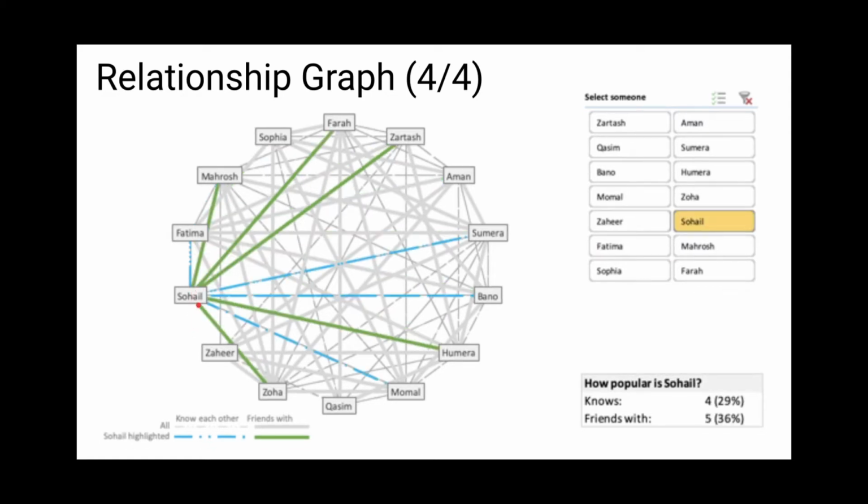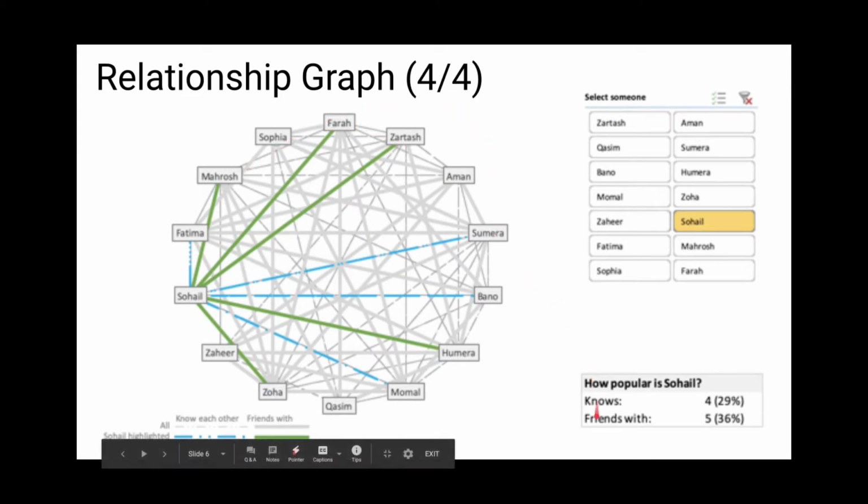In the next slide, we see Suhail's relationships with other people, and we can see that Suhail is friends with 5 people and Suhail knows 4 people. This is a very interactive graph to show the relationships of one person with other people.